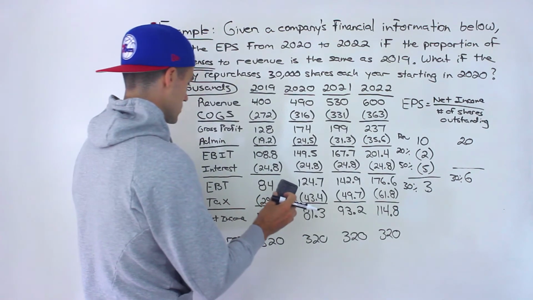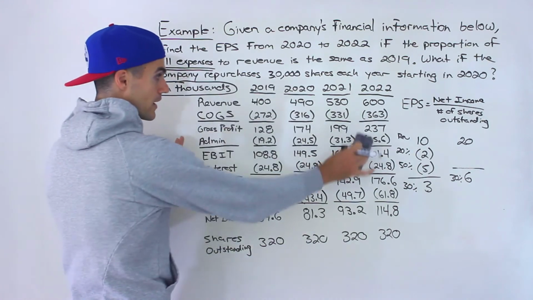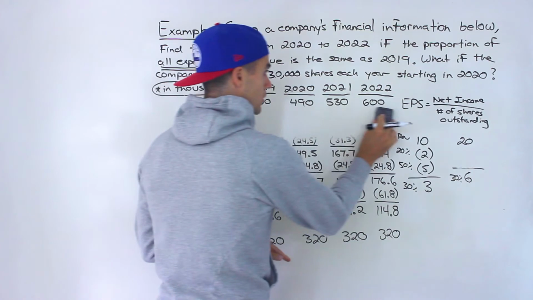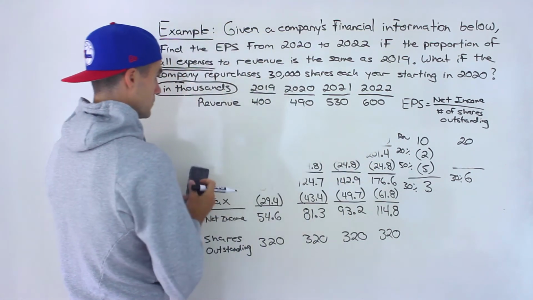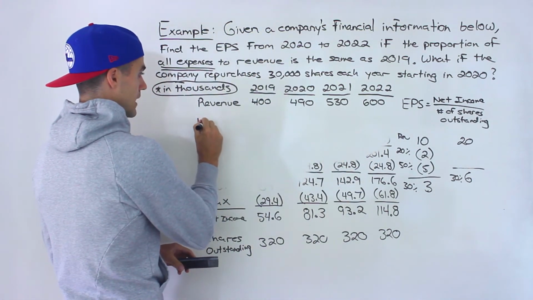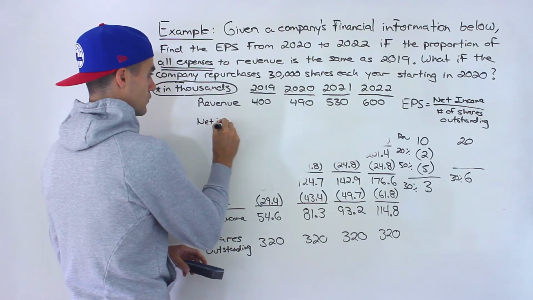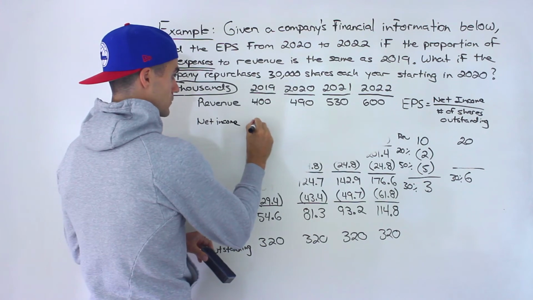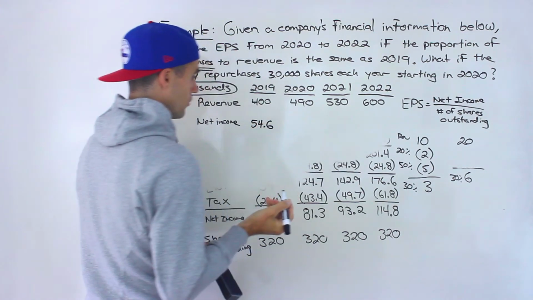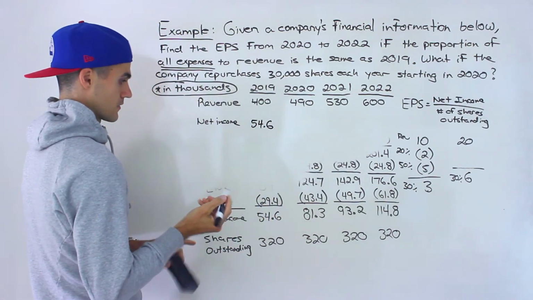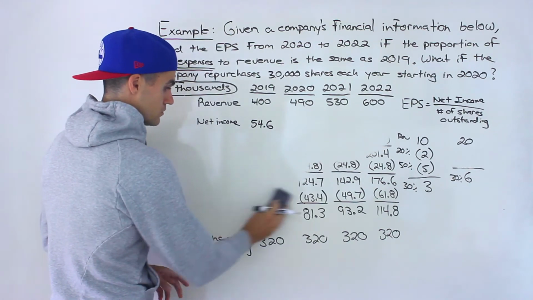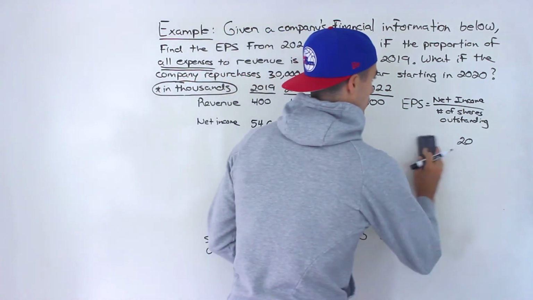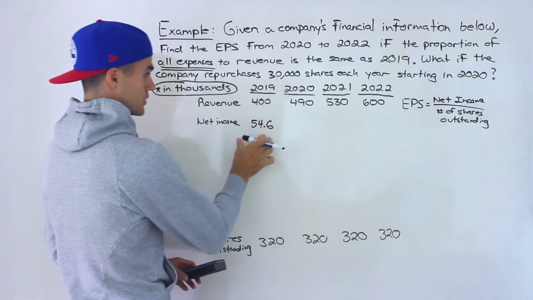So what I'm going to do, we can actually erase all these expenses except for net income. Just to create some room here, I'm going to put net income over here. And we just need the net income for 2019, which is 54.6. And what I'm going to do is find the net profit margin of this.